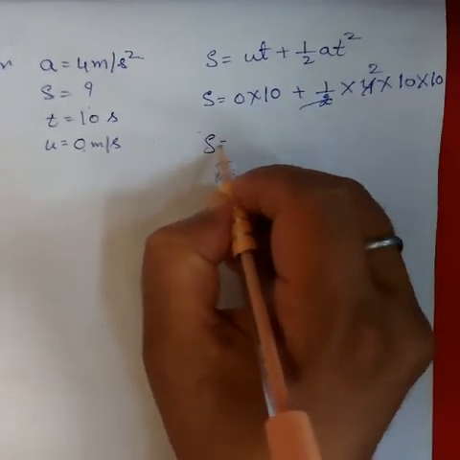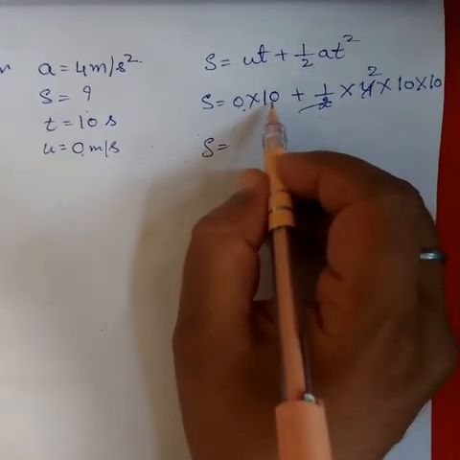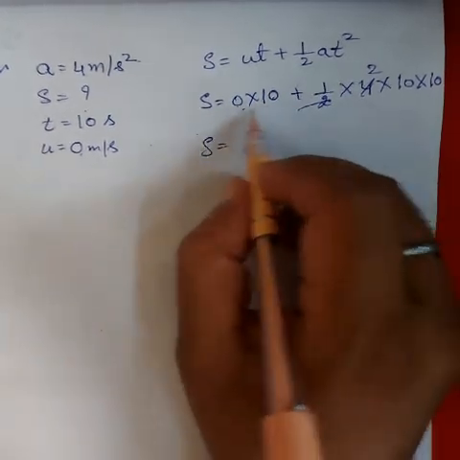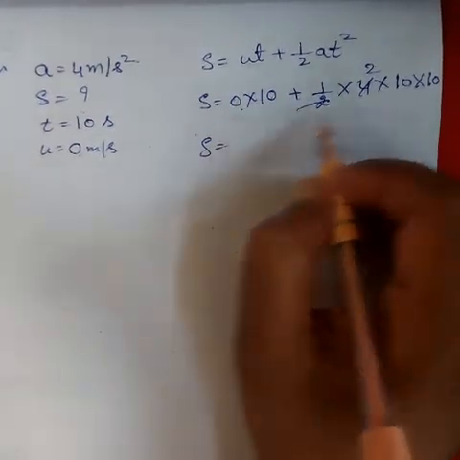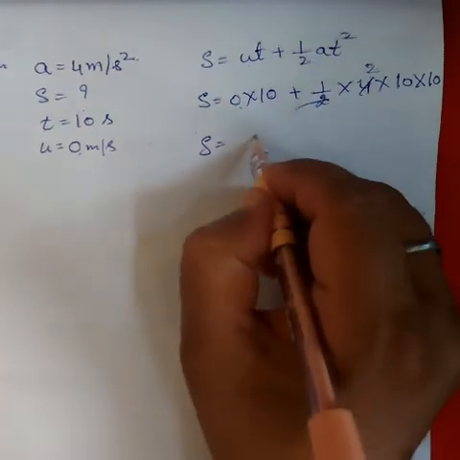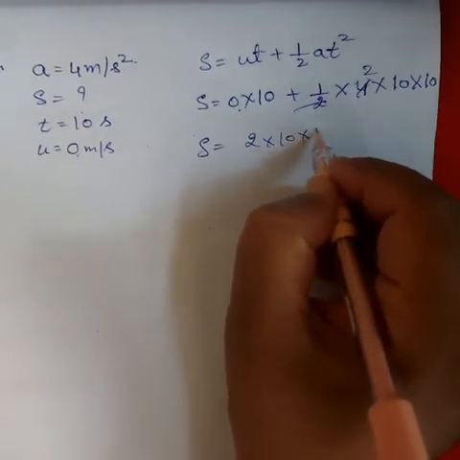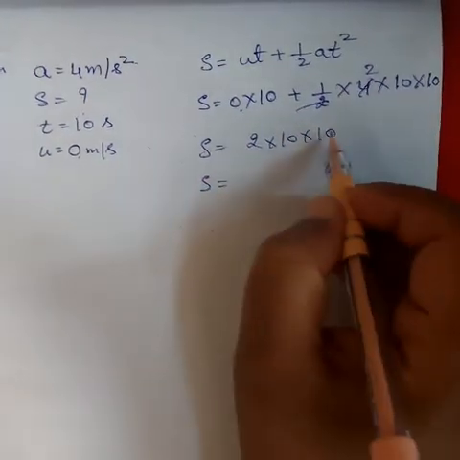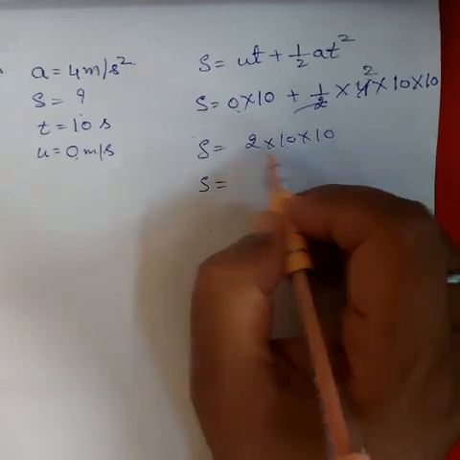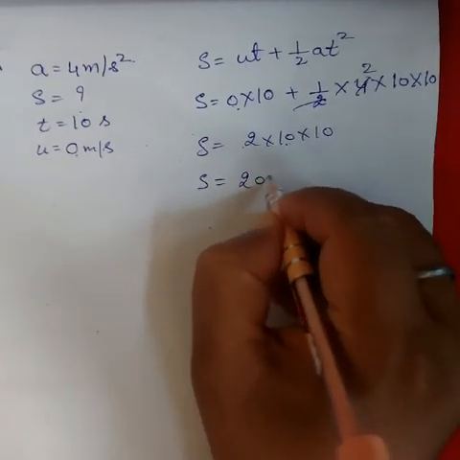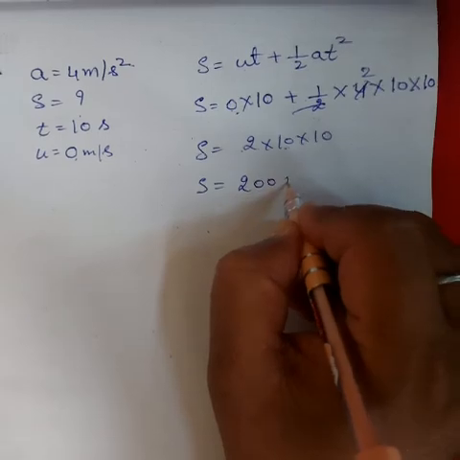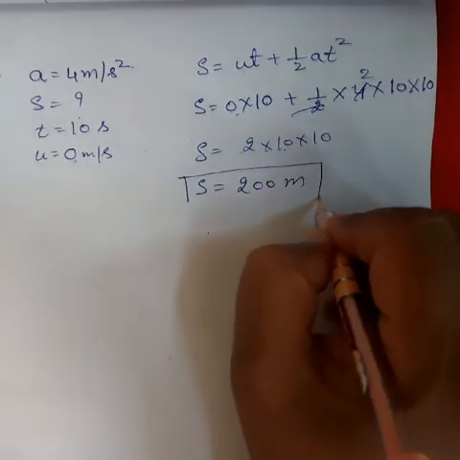Now s is equal to 10 into 0, any digit multiplied by 0 is 0, so we do not write it here. So here we multiply 2 into 10 into 10. s is equal to 10 into 10, 100. 100 into 2, that is 200. What is the SI unit? It is meter.